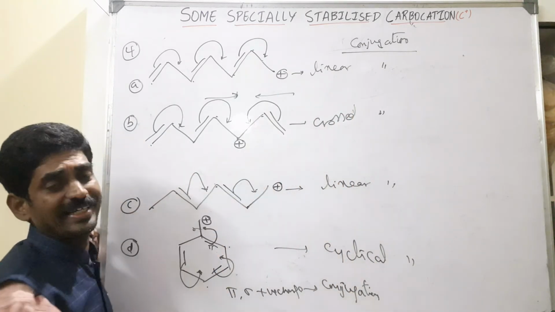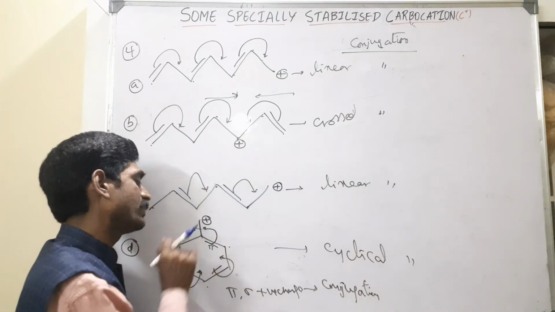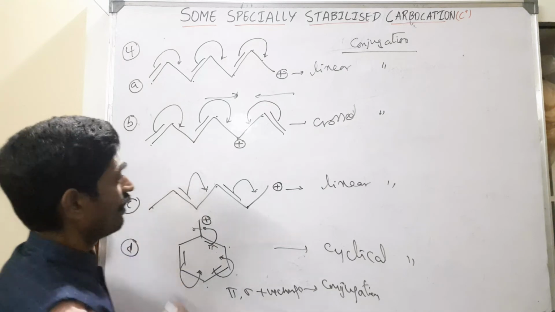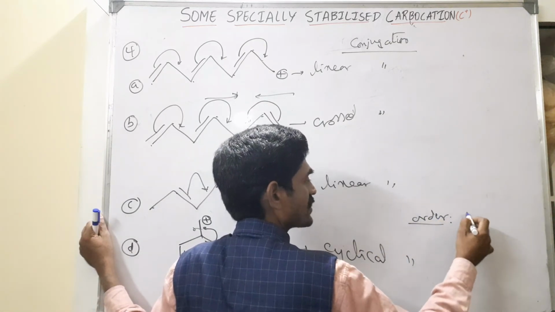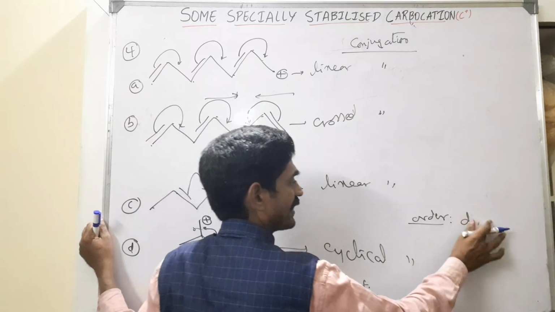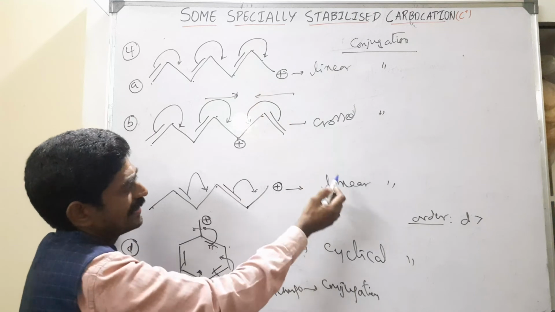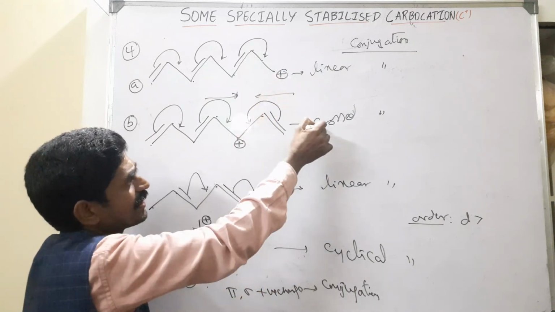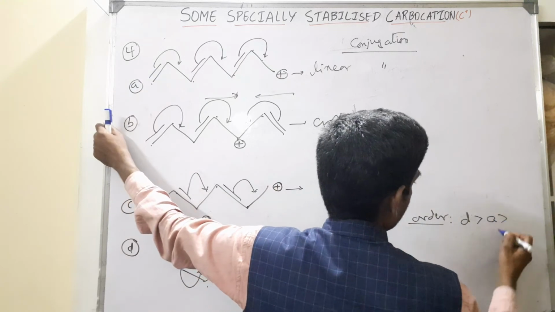Which among these is highly stable? In the case of cyclical conjugation, it is getting more stable, right? So among these, the order of stability, the most stable is D. Next one is linear and cross. Of this linear and cross, which one? Linear conjugation gives more stability, that is A.